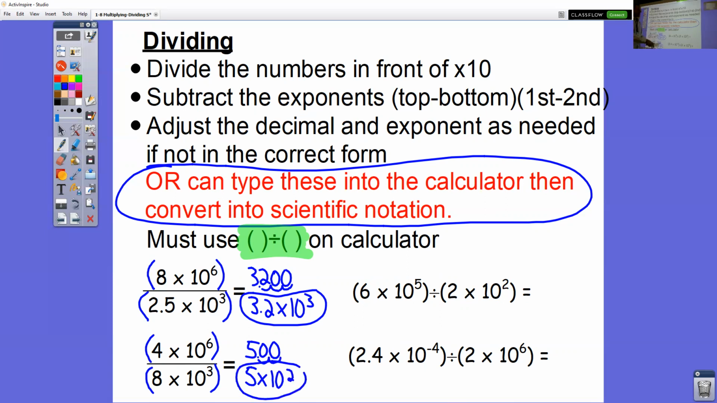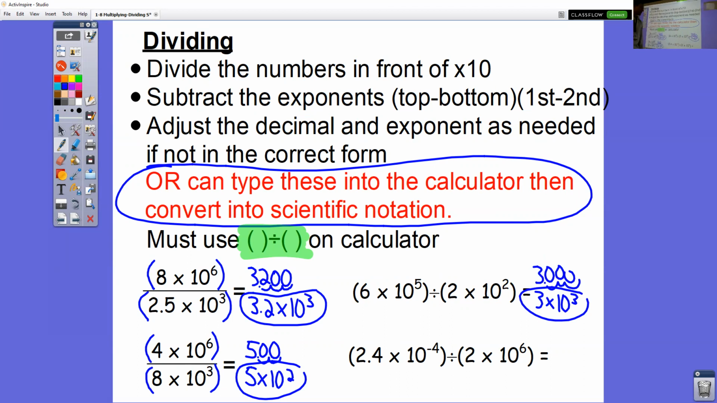Dividing, going side to side, they will put the parentheses there. You need to type them into the calculator again. So when you type in this first one, you get 3,000. To make 3,000 into scientific notation, put a decimal point after the 3. 1, 2, 3 places to get to the end. So it is 3 times 10 to the third power.